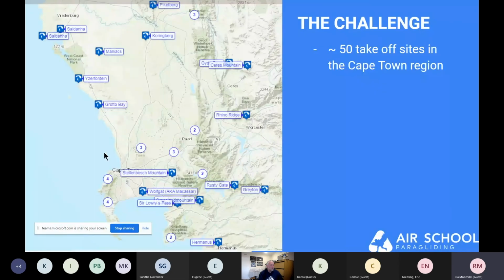And here comes the challenge. There's about 50 takeoff sites in the Cape Town region, and I'm just talking about where we're looking over here on the screen. So just our side of Cape Town, going up to Porterville, Langebaan, and Hermanus in the southeast.